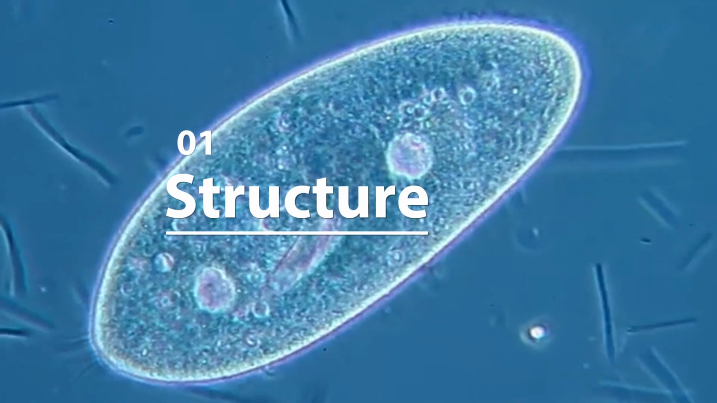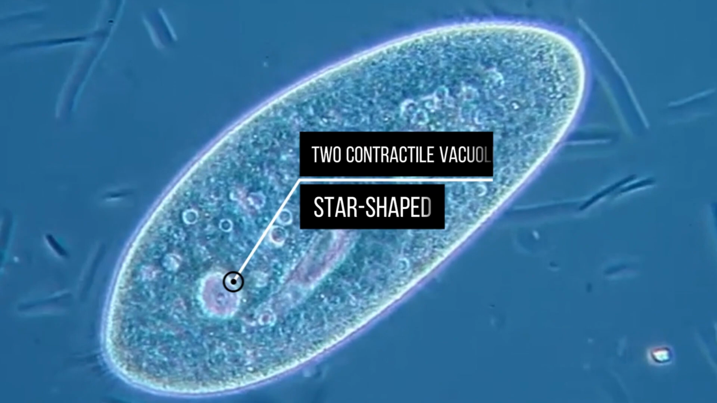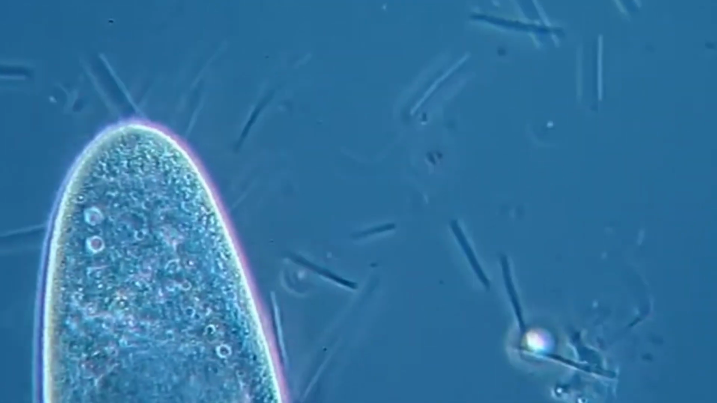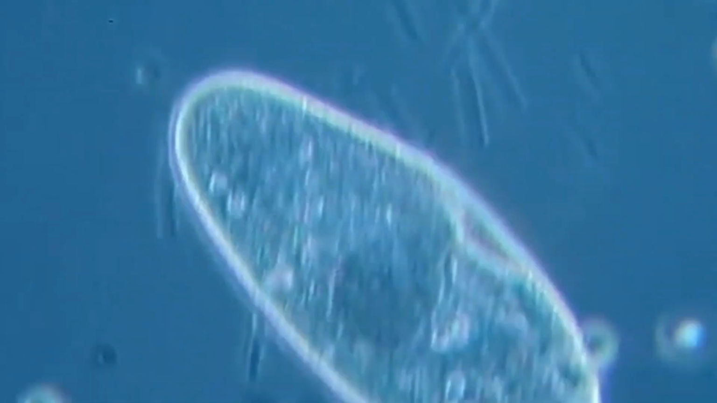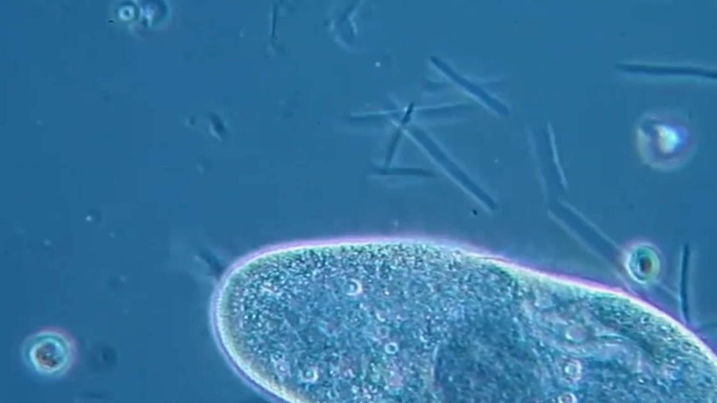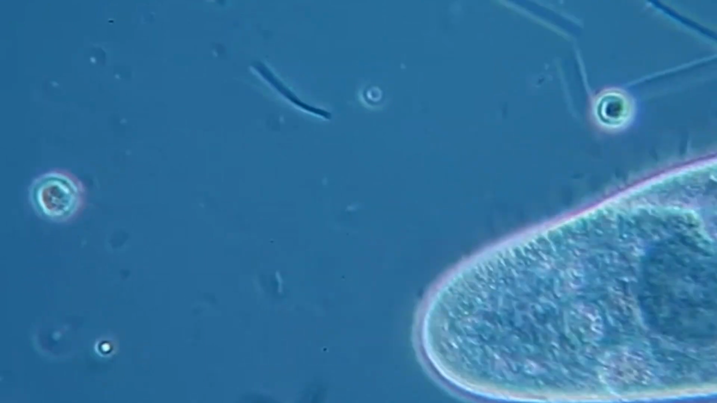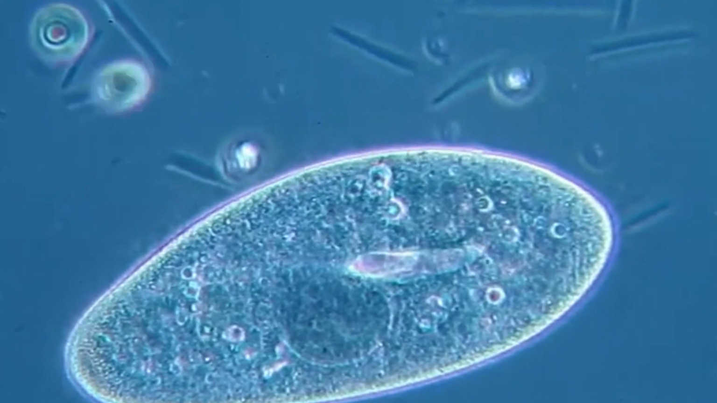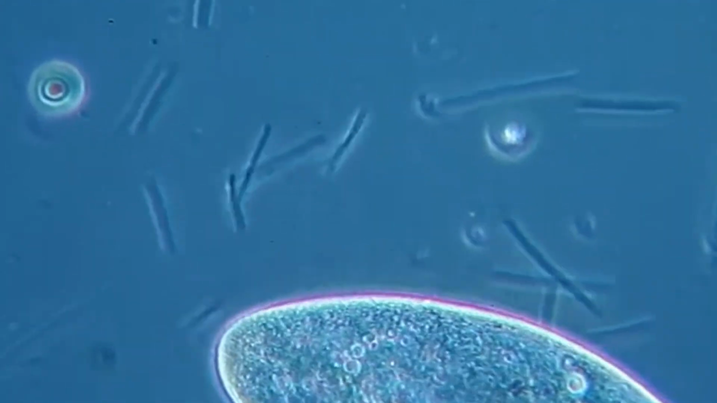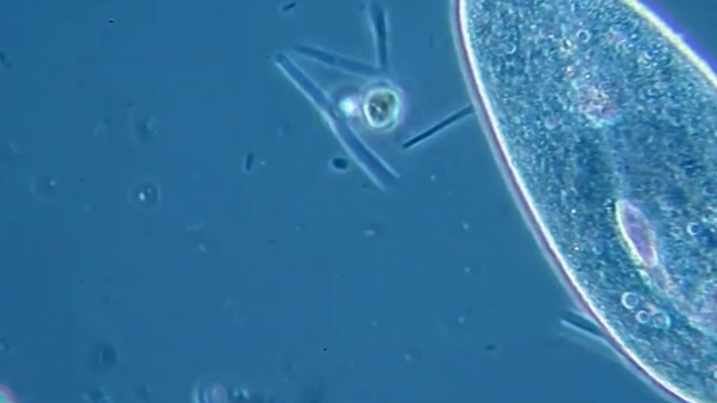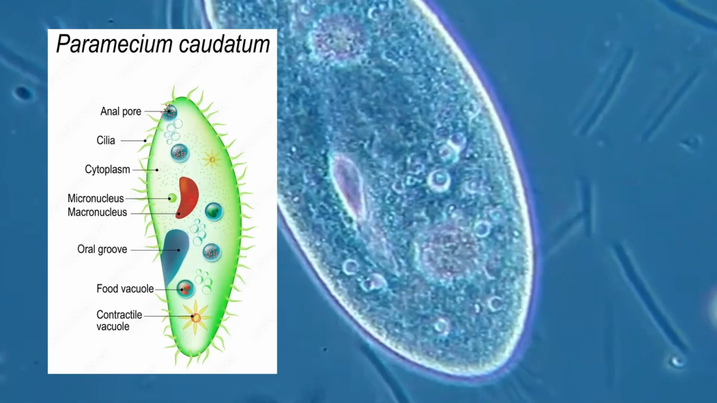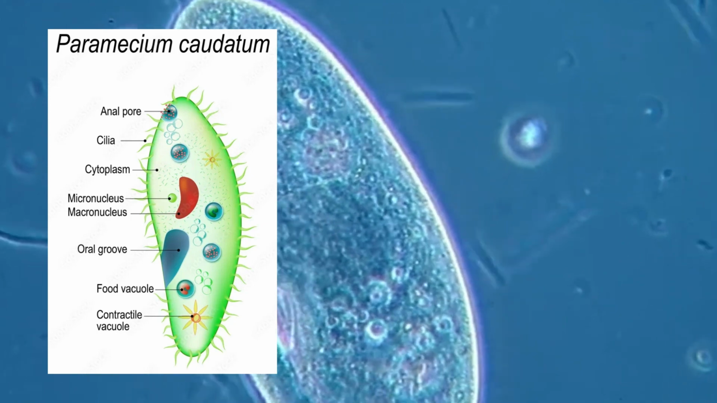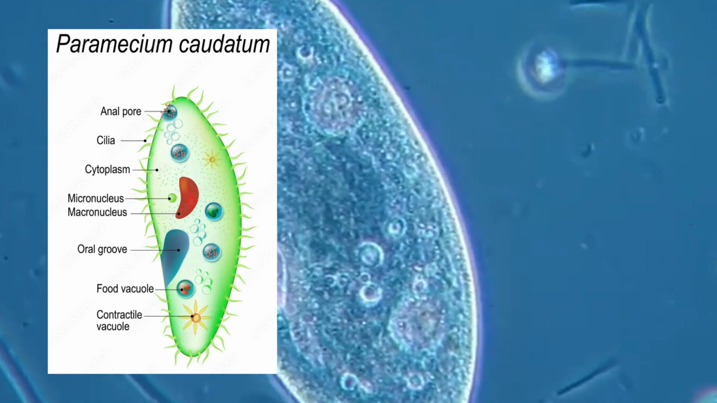Paramecium caudatum has two star-shaped contractile vacuoles and a cellular envelope densely studded with spindle-shaped extrusomes called trichocysts. The species is very common and widespread in marine, brackish, and freshwater environments. Here are the main structures and organelles found in Paramecium caudatum, for example cilia, cytoplasm, nucleus, gullet, food vacuoles, trichocysts, and anal pore.